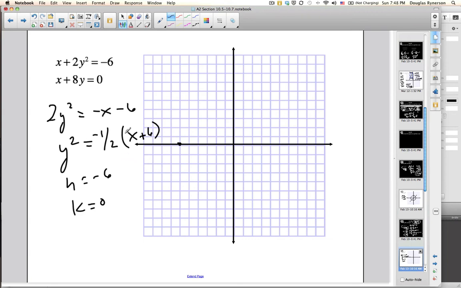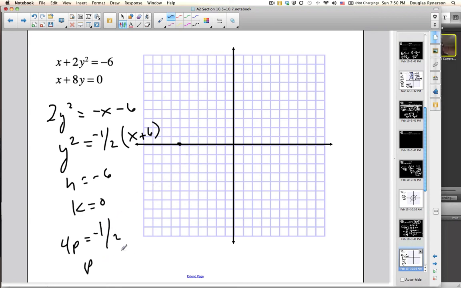When I find p, I know that 4p is equal to negative 1/2. So p will be equal to negative 1/8 if I divide by 4. So I would move negative 1/8 in this direction to find my focus. I know my graph is going to wrap around this direction.